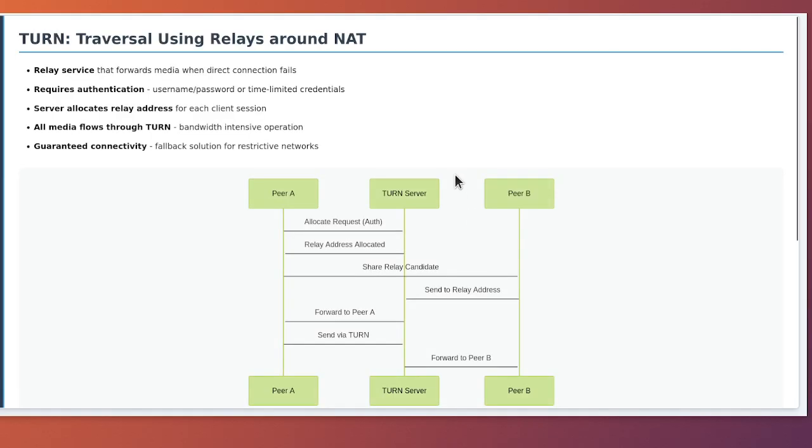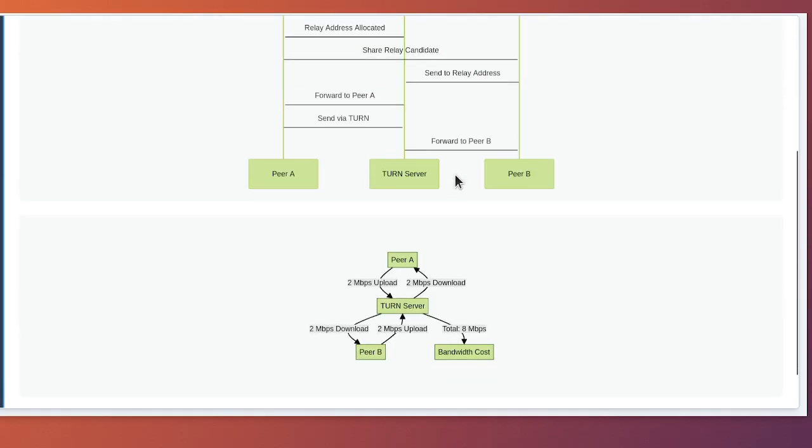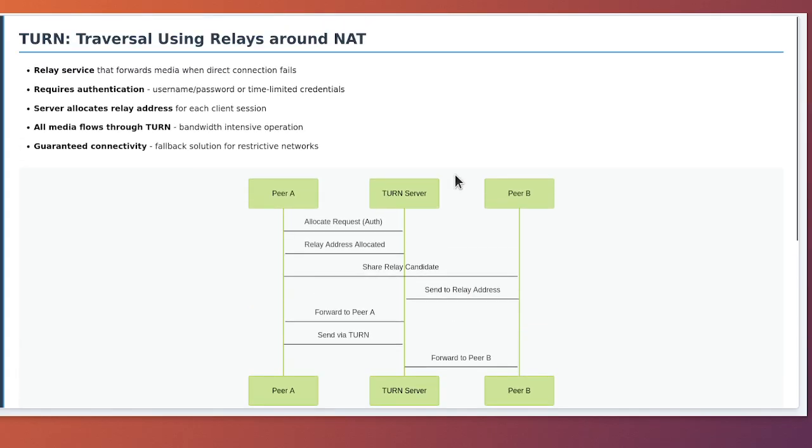TURN Server Relay Mechanism. TURN servers represent the heavyweight solution in WebRTC connectivity, providing guaranteed communication, though this comes at the cost of bandwidth and server resources. Unlike STUN servers that simply reflect information, TURN servers actively relay media and data between peers. When you deploy a TURN server, you are essentially providing a proxy service that forwards packets between endpoints that cannot directly connect to each other.